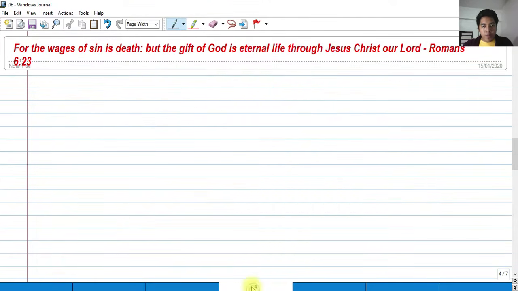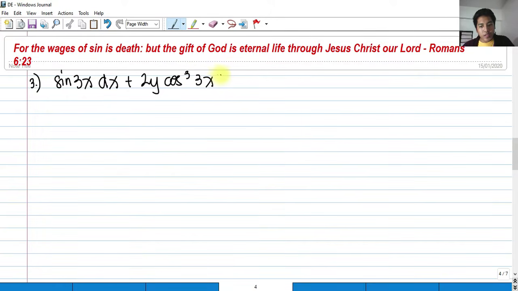So for the last problem, number 3, let's try to solve this variable separable. We have sine of 3x dx plus 2y cosine cube of 3x dy is equal to 0. So again, we need to separate x with the dx. We need to group in terms of x dx and y dy in this case, for this given differential equation.